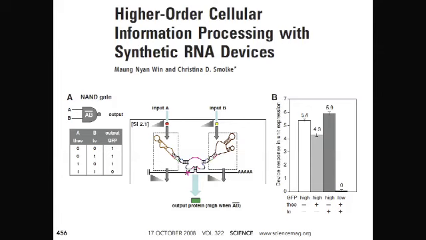This is a paper that just came out last week, a postcard from Los Angeles. And basically what they've done, Christina Smolke's lab, she's figured out how to implement logic, like and, or, and so on. Computational logic out of not DNA, but RNA.